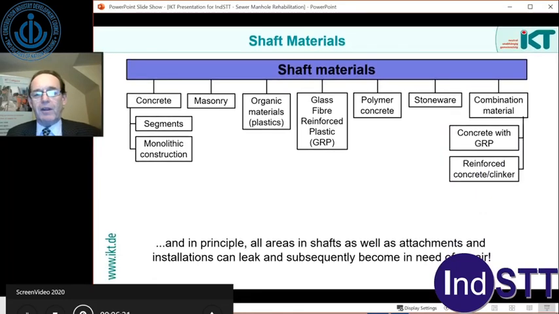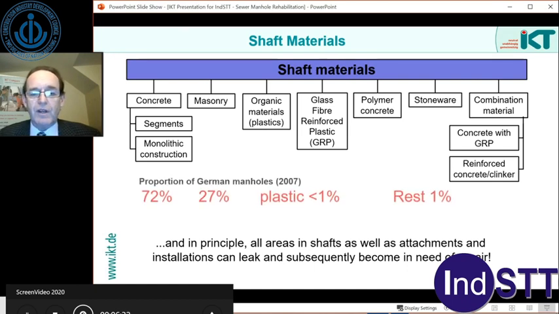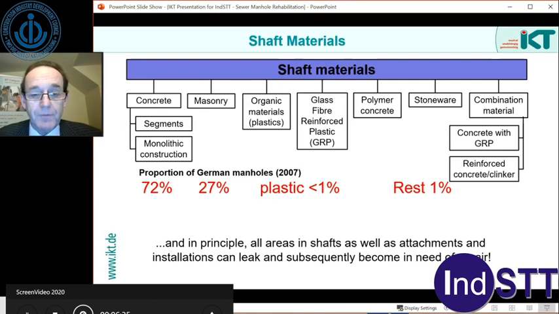Something that also became clear was that there are many different types of materials used for manhole shafts. So we've got here concrete and masonry, a range of plastics, stoneware, and some combinations. What was realized was that in Germany, the majority of manhole shafts are concrete. Then it's masonry and relatively little plastic. The concept of using a plastic manhole shaft is relatively new. So it was decided by the steering group that the focus would be on concrete shafts.